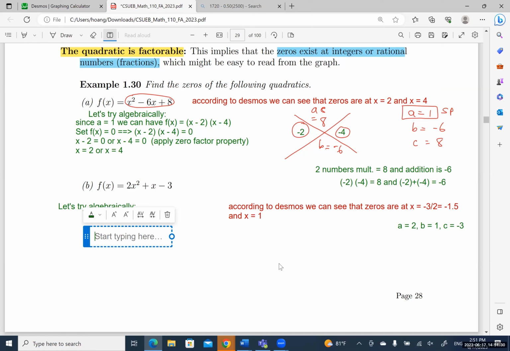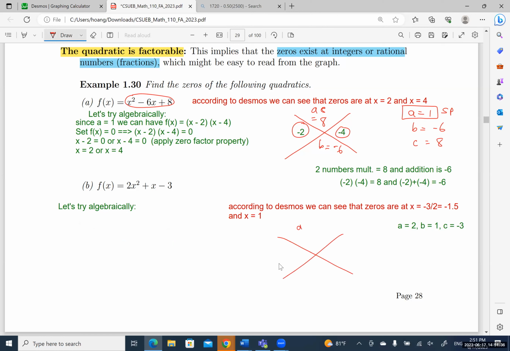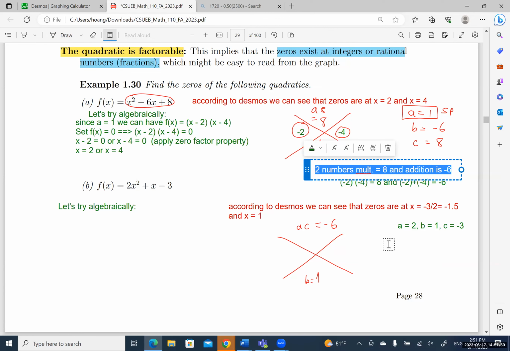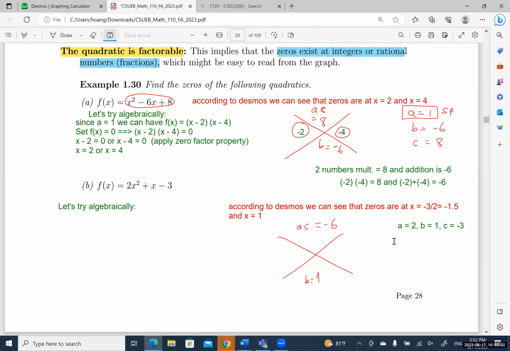Now we can have the AC item. a times c is 2 times negative 3. What is that equal to? Negative 6. b equals 1. So you can think about the two numbers. Let's say two numbers whose multiplication equals negative 6 and whose addition equals 1. What is that going to be?